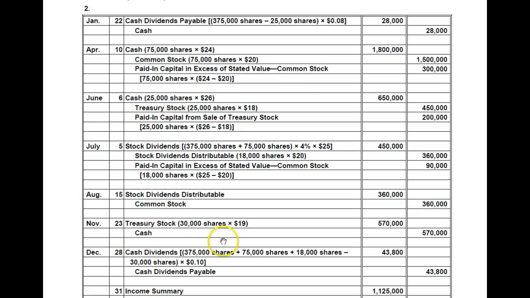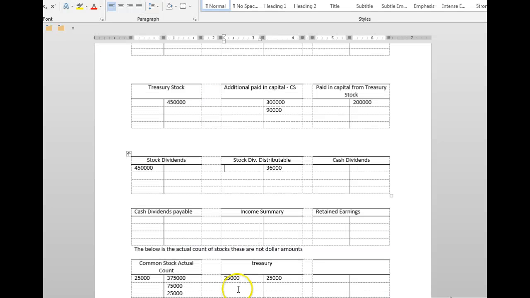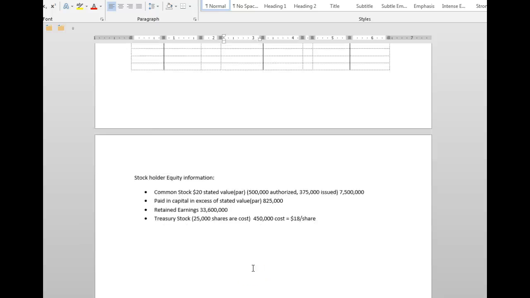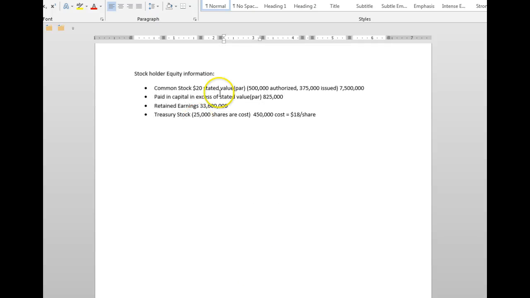Okay, here we go. Let's see if we can do problem 13-4A without too much confusion. First of all, we need to look at what information we have about the company. We've got common stock, $20 par or stated value, 500,000 authorized, 375,000 issued, with an overall worth of 7,500,000. We have paid-in capital in excess of par of 825,000.